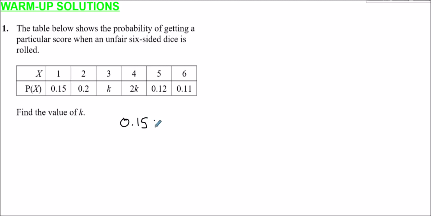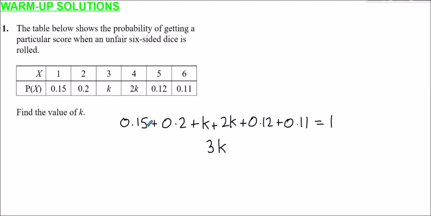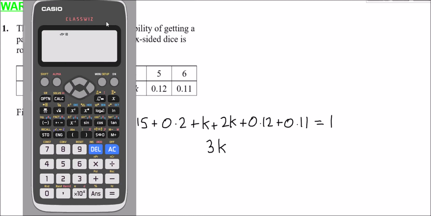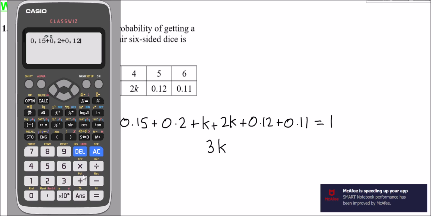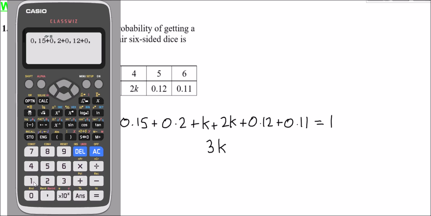So 0.15 plus 0.2 plus k plus another 2k plus 0.12 plus 0.11, all that added up will equal 1. And so we can see here, k plus 2k, we have 3k. Now to make sure I don't make a mistake with the adding up, I'm just going to check on a calculator. So I've got 0.15 plus 0.2 plus 0.12 plus 0.11, and that gives me 0.58.